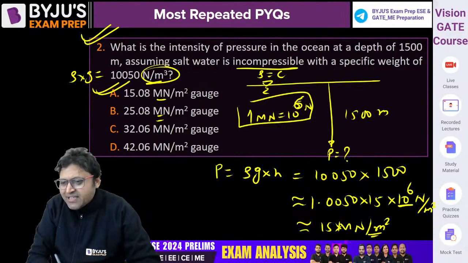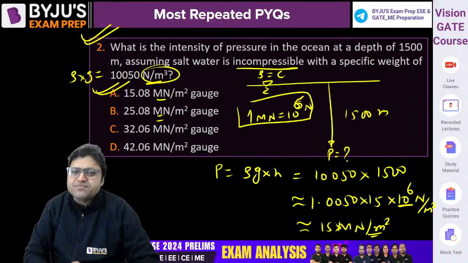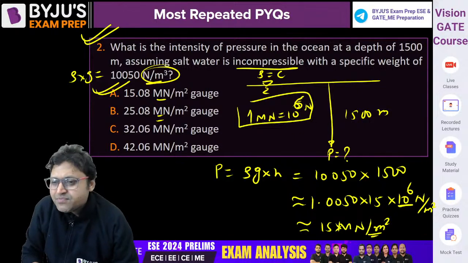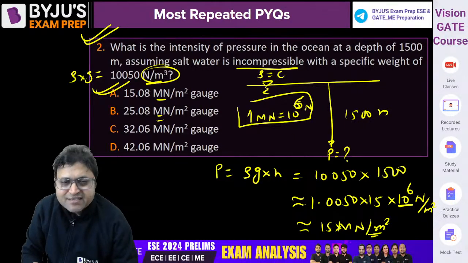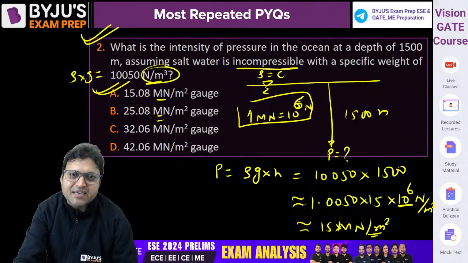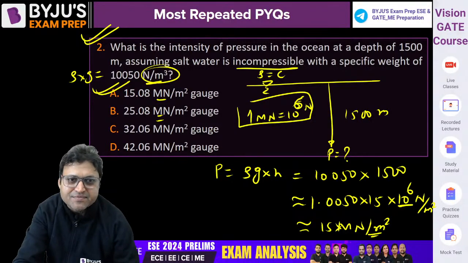So option A is the correct answer, 15.08. Isn't it 15.08 meganewton per meter square? Yes, Shreyas. What about others? Everybody, please do share your answer. Try to solve them without using the calculator. That is the challenging thing. I hope this is clear.